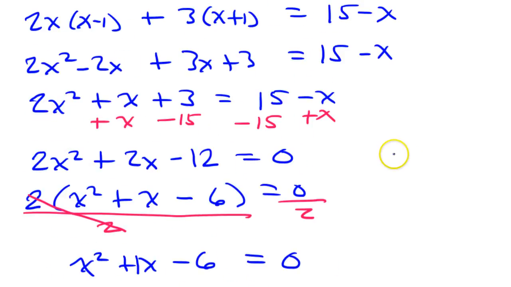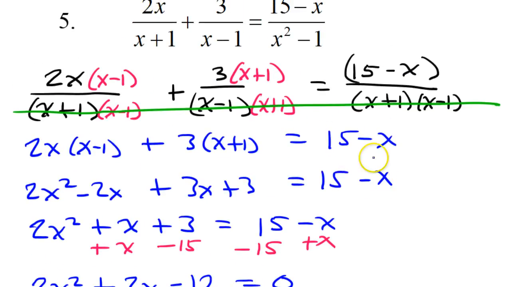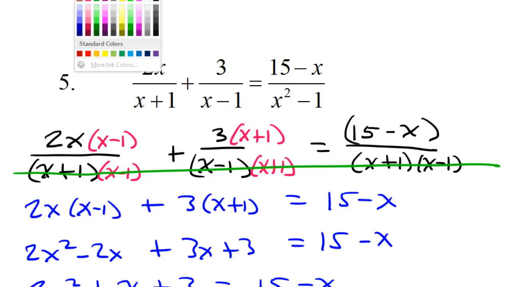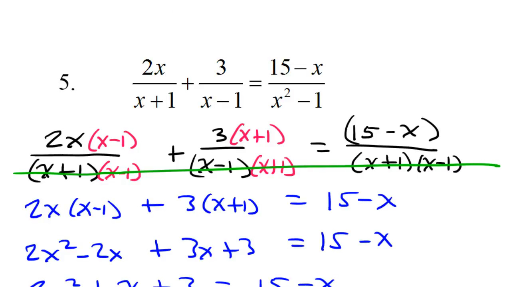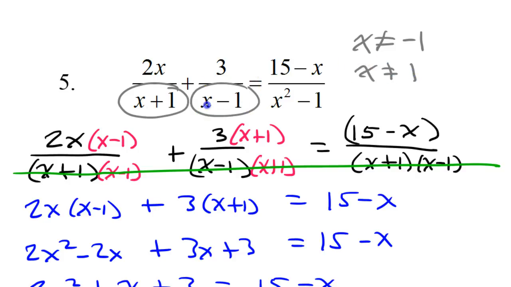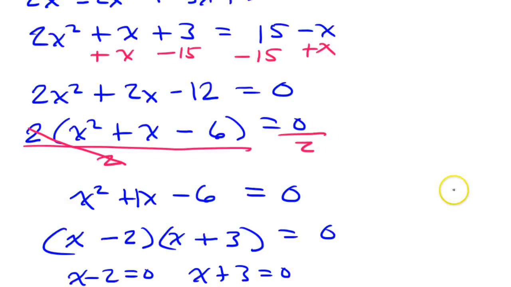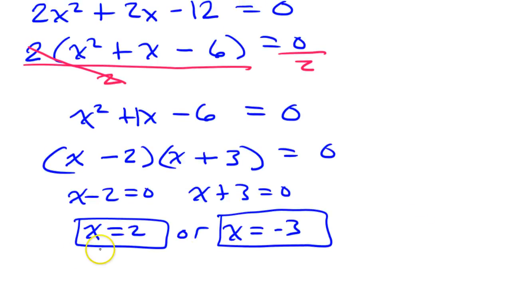So let's look back and make sure that they are not excluded. Remembering that this is x plus 1, x minus 1, these are the restrictions. Looking at the x plus 1, that tells us that x cannot equal negative 1. Looking at the x minus 1, x cannot equal positive 1. I'm setting these equal to 0 and solving. So these are my restrictions, and these are my answers. So neither one of these is restricted, so we're okay.